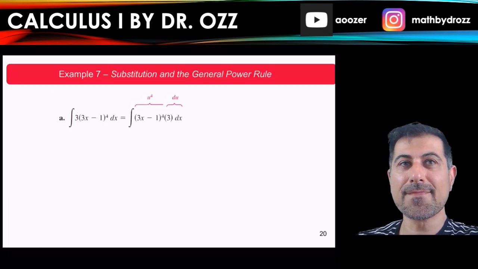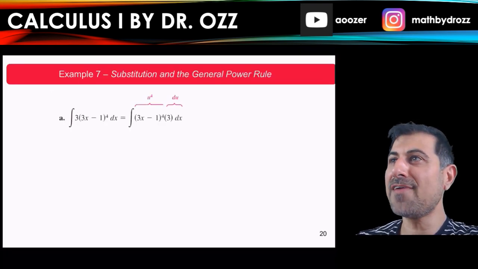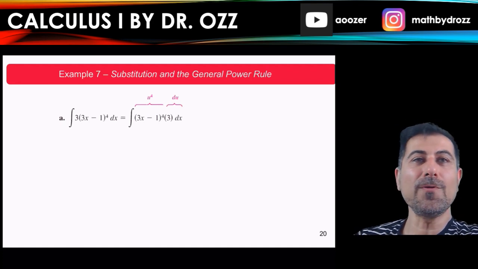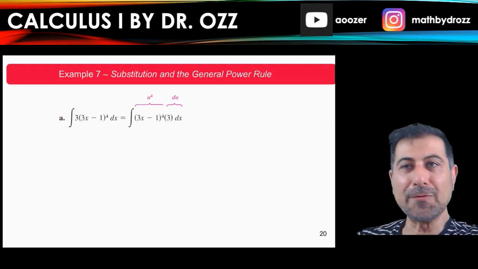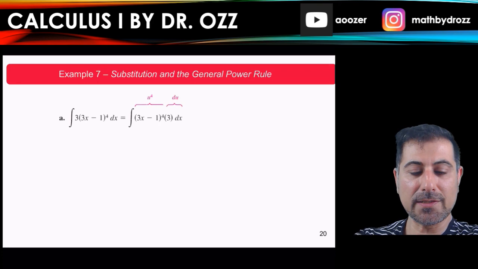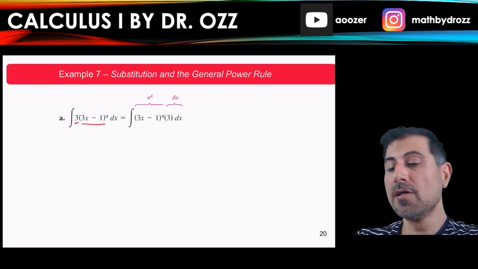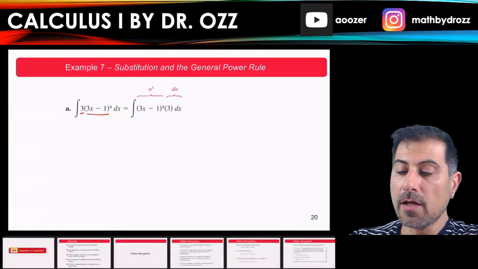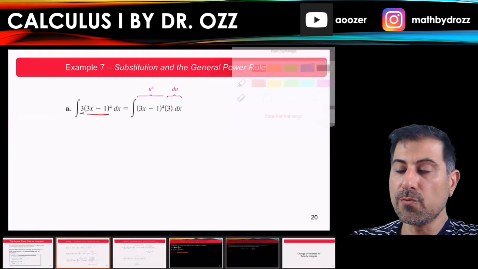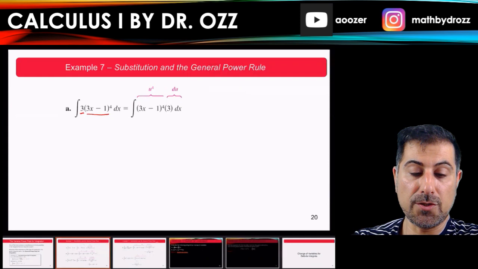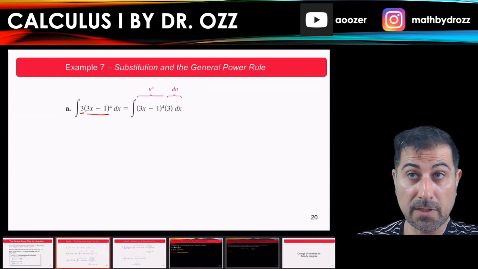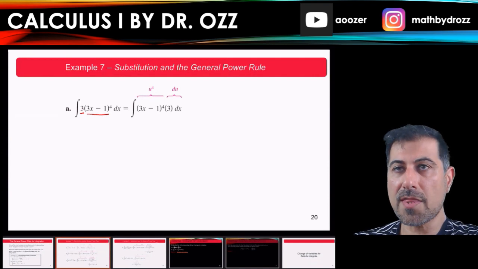All right, I have 5 super helpful examples to understand the u substitution. So the first one is the integral of 3 times 3x minus 1 to the power of 4. Who should we call u? Well, u is the inner part of the composite function. That was the rule of thumb, right?